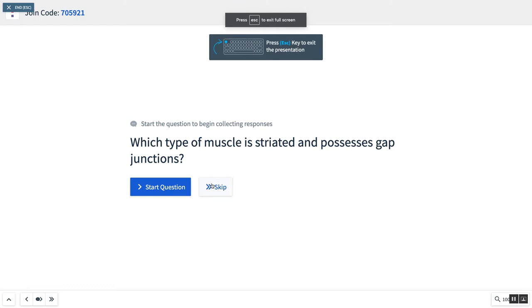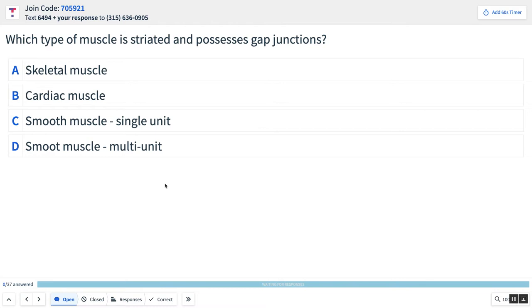All right, so pretty easy question, I think, up front. Which type of muscle is striated and possesses gap junctions? Is it A, skeletal muscle, B, cardiac muscle, C, smooth muscle, single unit, or D, smooth muscle, multi-unit?